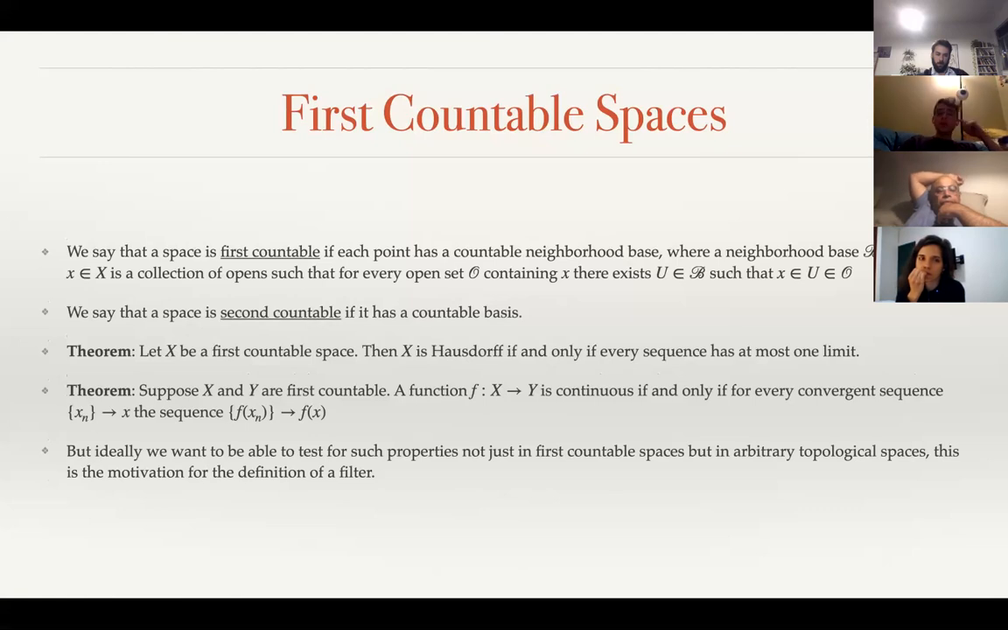Now there's this notion of first countable spaces. So a first countable space is a space where each point has a countable neighborhood base. What that means is that a neighborhood base is really just going to be a basis for a point.